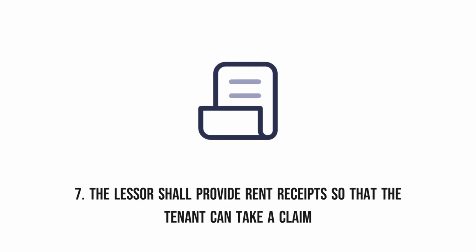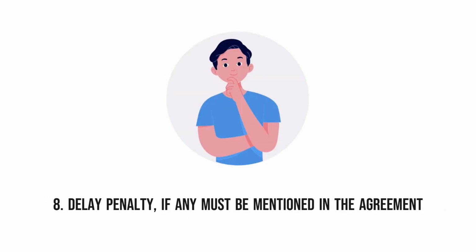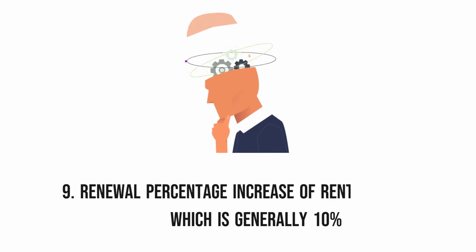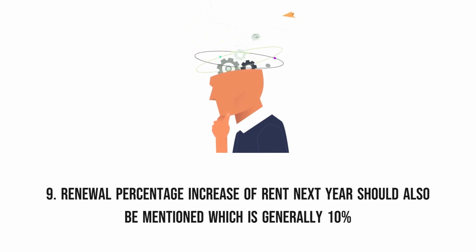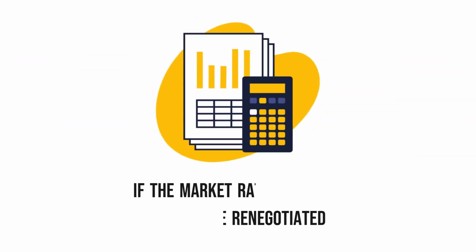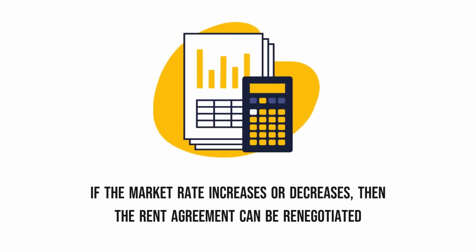The lessor shall provide rent receipts so that the tenant can take a claim. Delay penalty, if any, must be mentioned in the agreement. Renewal percentage increase of rent next year should also be mentioned, which is generally 10%. If the market rate increases or decreases, then the rent agreement can be renegotiated.